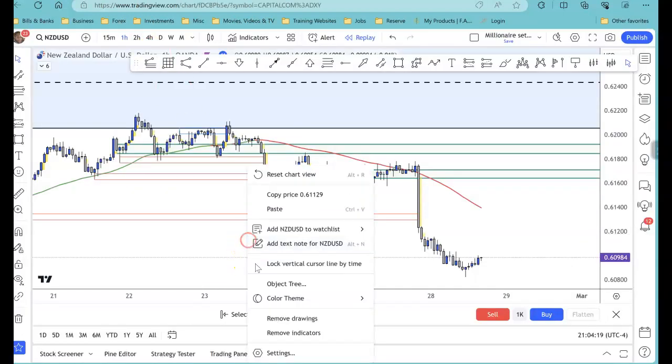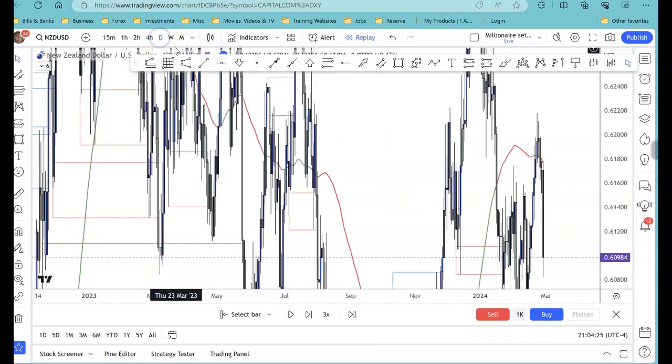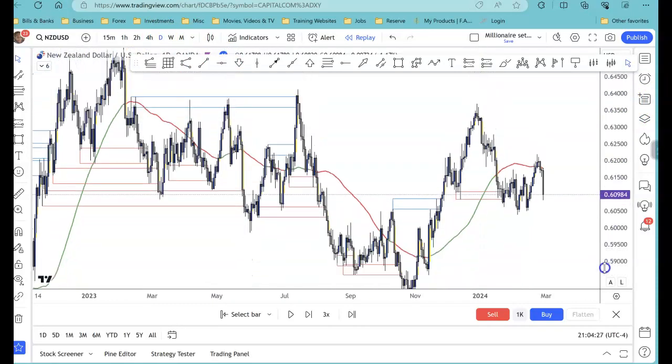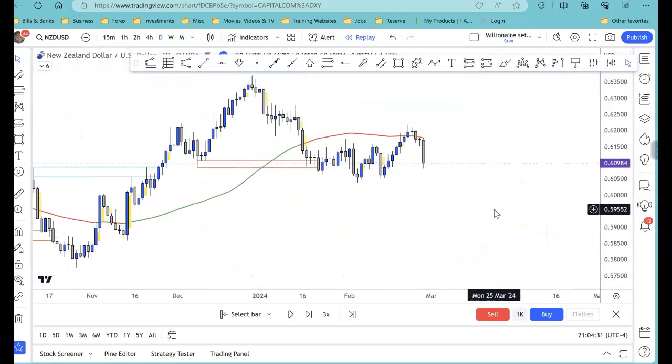So I hope I was able to clarify some of the concepts on the supply and demand, the starting point, whatever you want to call it. Everything's the same, and then also your confirmations for your entries.